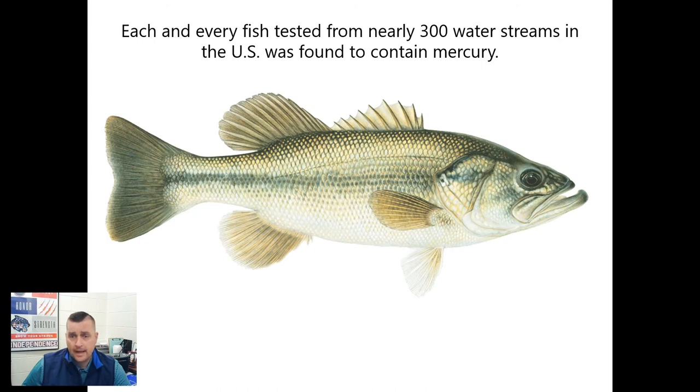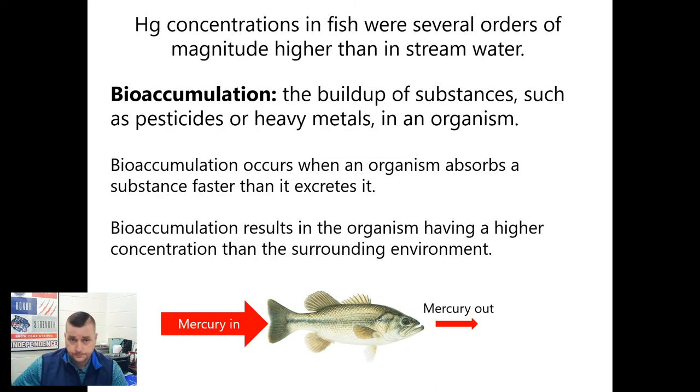So every single fish that they tested in this study was found to contain mercury, and some of the bass species, which tend to be the ones that fishermen target, catch, clean, and eat, are the ones that wind up having the higher levels of mercury in them. The mercury concentrations in fish are in fact several orders of magnitude higher, they found, than the mercury concentrations in the stream water.